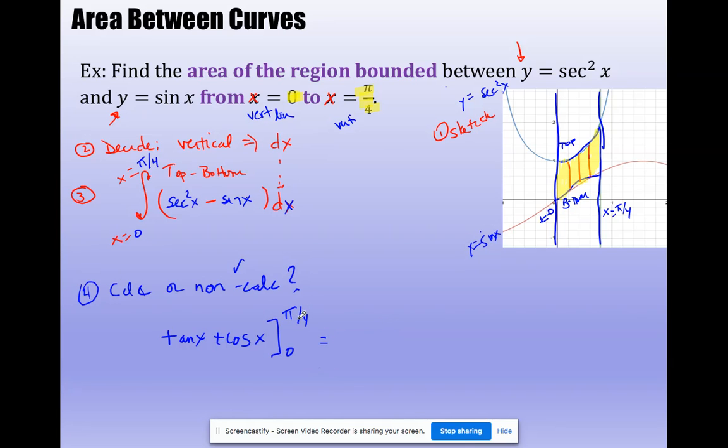So I have tangent of pi over 4 plus cosine of pi over 4, minus what? Tangent of 0 plus cosine of 0. So 1 minus 1 goes away, this 0 goes away, and I just get root 2 over 2.